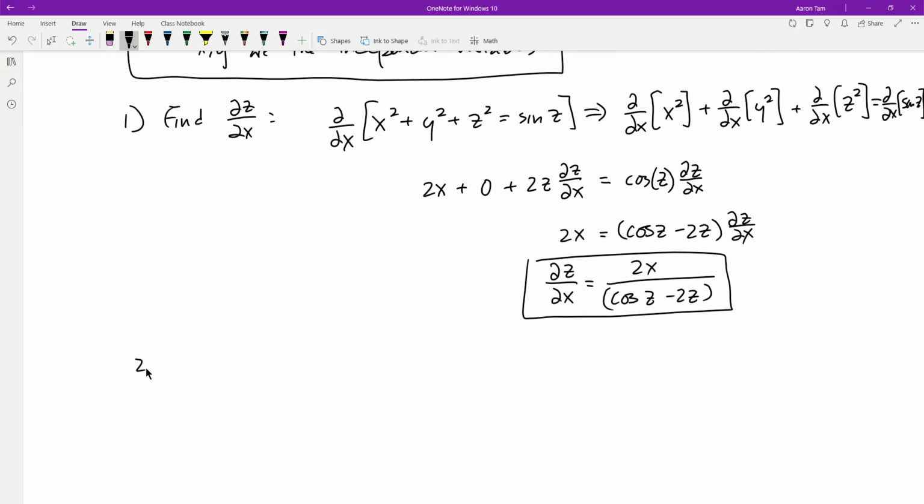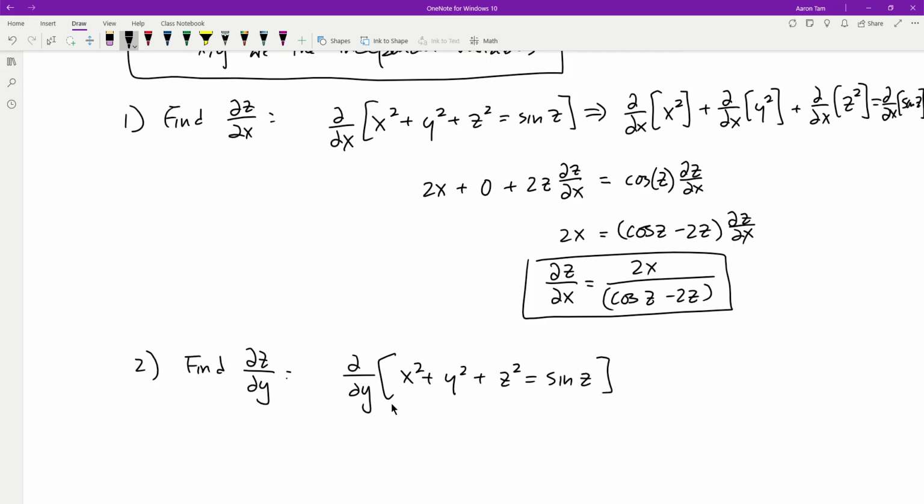So what I'm going to ask you to do is try to find dz over dy. Follow the process here. We have a few seconds, so let's see if we can quickly do this. I'm going to do the exact same thing, and this time I'm differentiating with respect to y.